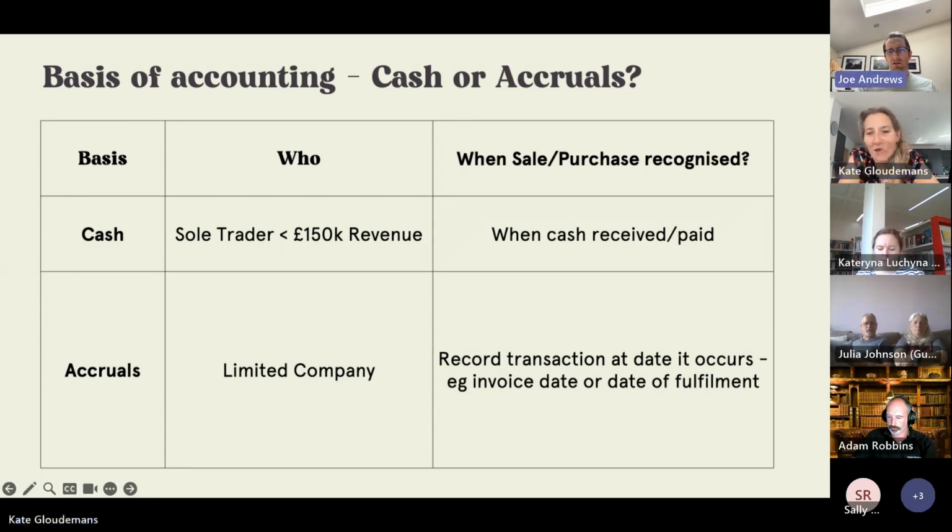Can I ask a question? Sorry, some schools send me a remittance order. Or is it a purchase order? Does that fall into that second category?